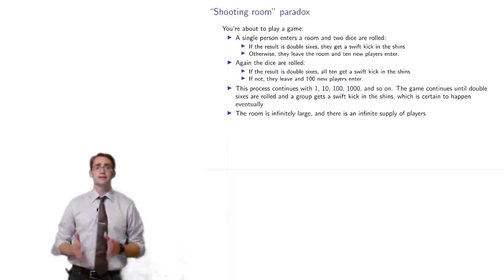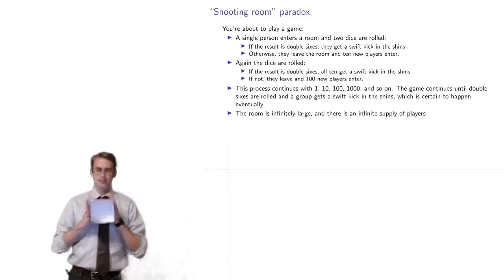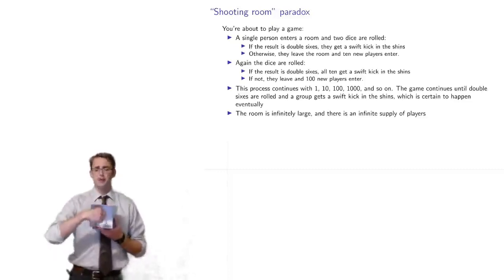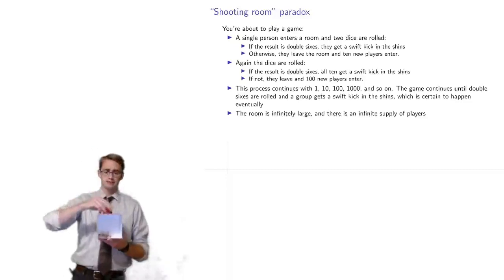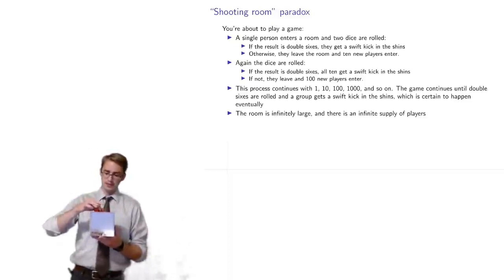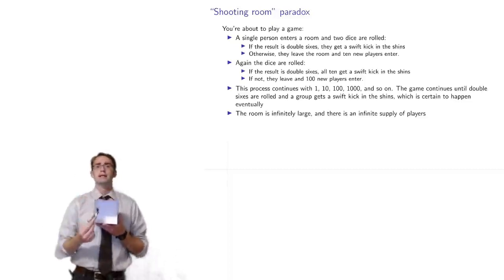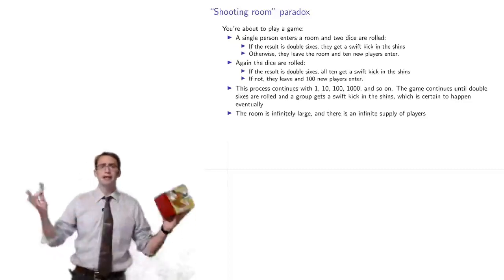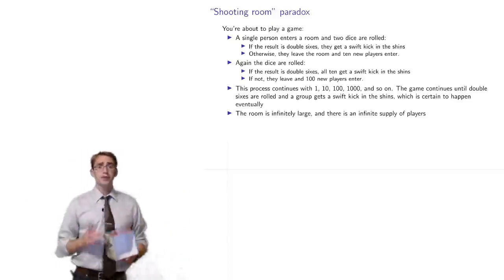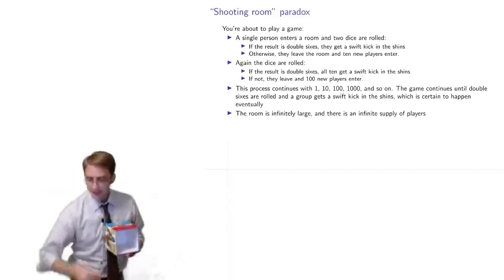The shooting room paradox is another great example of counterintuitiveness in probability. So let's say you have a room, and you enter that room. You're going to play a game that works like this. You enter the room and roll a pair of dice. 2 things are going to happen. If the dice show double 6s, then the game is over. The person who entered the room gets a swift kick in the shins, and the game is finished, and they go and limp home in pain. If the result on those dice is anything other than 2 6s, that person walks out of the room, receiving no kick in the shins.